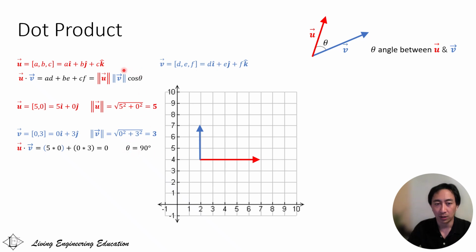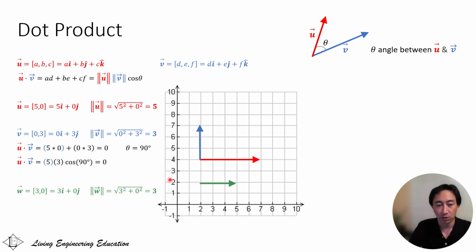Okay? We can alternatively use this equation to solve for the dot product. The magnitude of the u vector is 5. The magnitude of the v vector is 3. So 5 times 3 is 15 times cosine 90 degrees. Cosine 90 degrees is equal to 0. So this is also equal to 0. Note that if you change the order, if you change this to v dot u, you would still get the same solution. Let's take a look at another example.